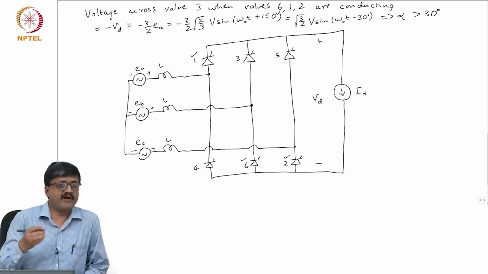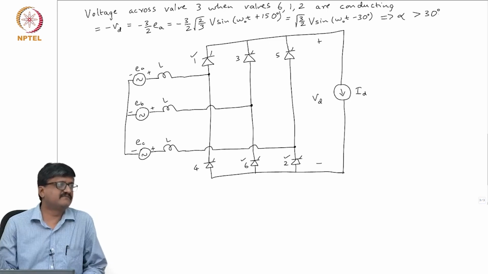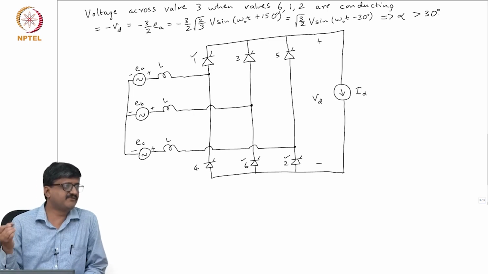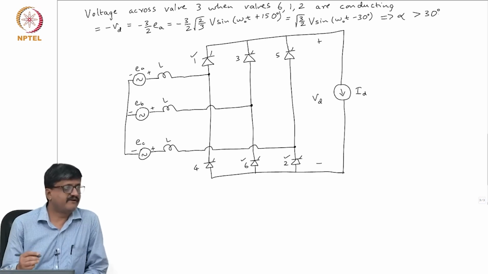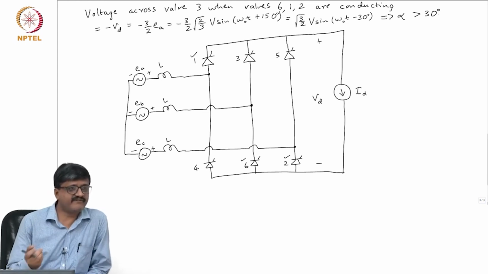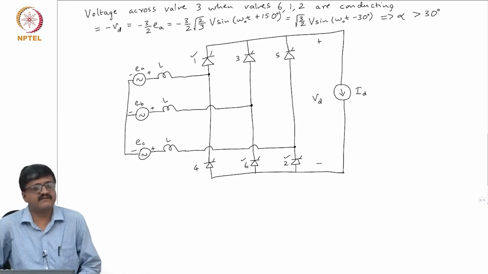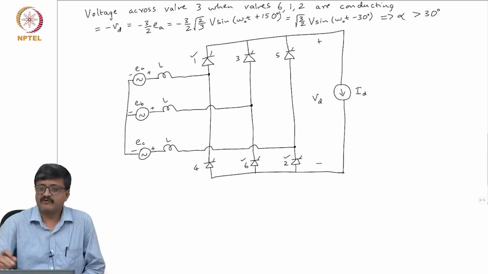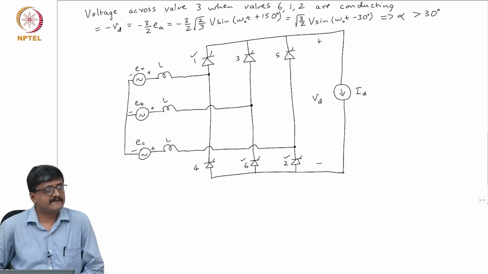There is no point in turning on a valve when it is not forward biased. If it is reverse biased, it won't turn on. So, if you want to turn on a valve and allow it to conduct current, then it should be forward biased. It will be forward biased only when omega OT is greater than 30. So, alpha should be greater than 30.